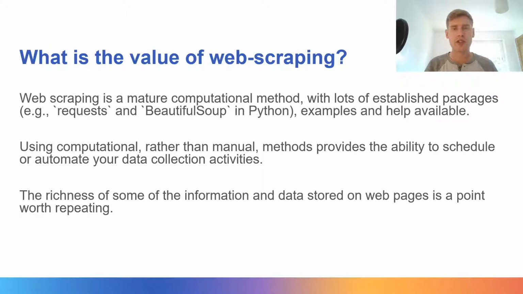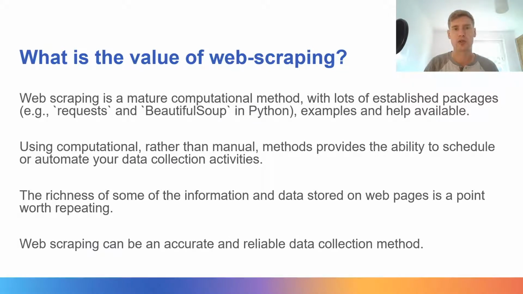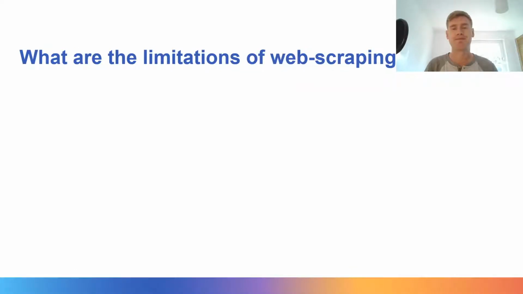And again, the richness of the information and its variety that you can find on web pages, I think, is a point worth repeating again and again. There's an enormous amount of digital information relating to social phenomena that, if only we could access it in a very reliable and accurate way, we could do so much more with as social scientists. So it can be a very accurate and reliable data collection method, and a very useful part of your toolkit as a social science researcher.